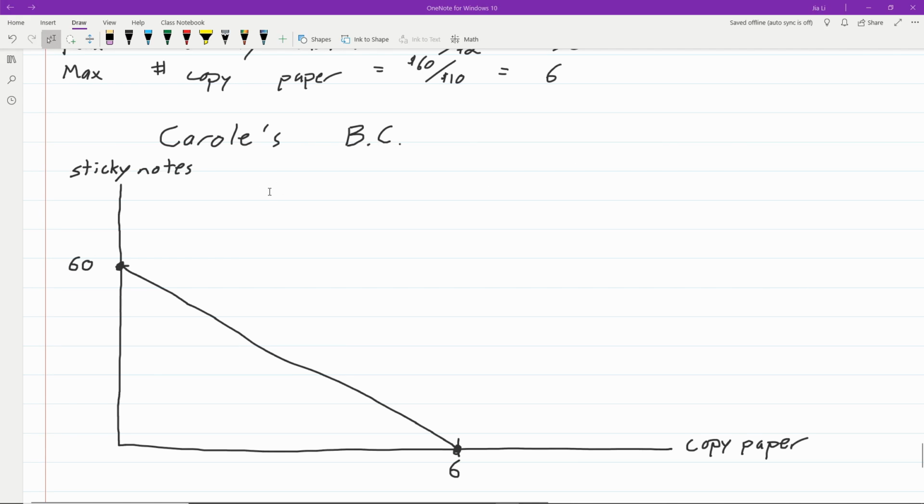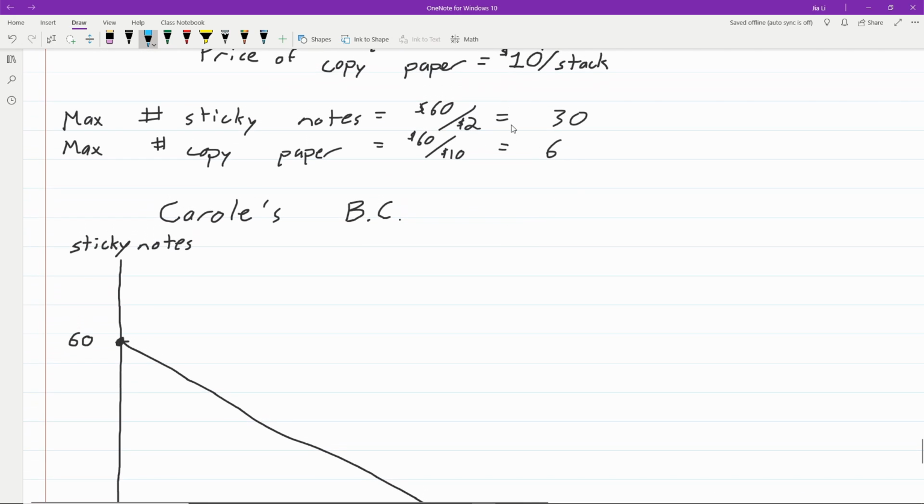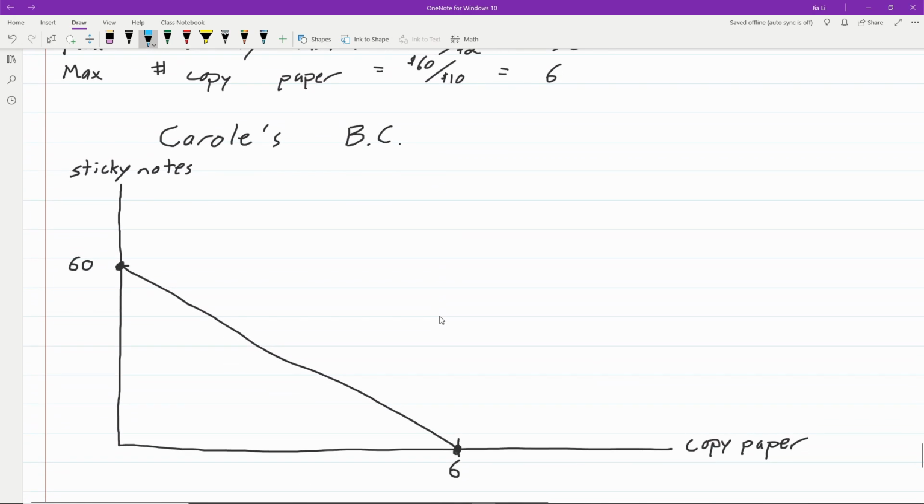Then what I did here, again, was copy-paste the basic graph that we started with in the part 1 video. But now I am going to draw this new line for the budget constraint using these numbers instead, when the price of sticky notes has doubled. So she can only buy 30 of them if she spends her entire budget there.